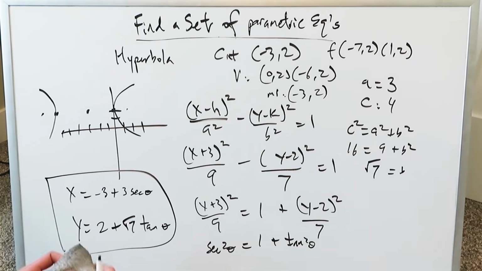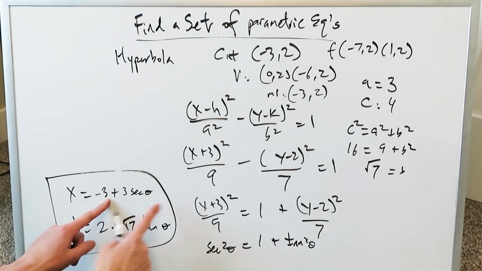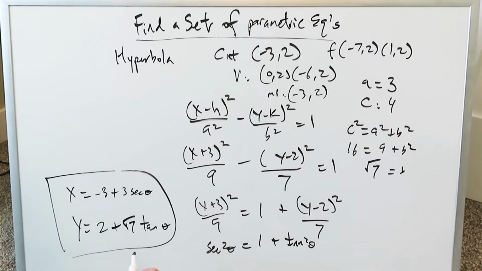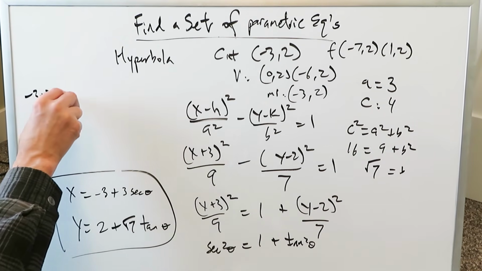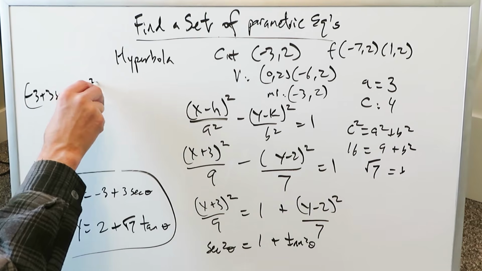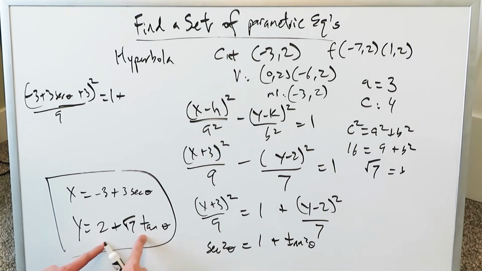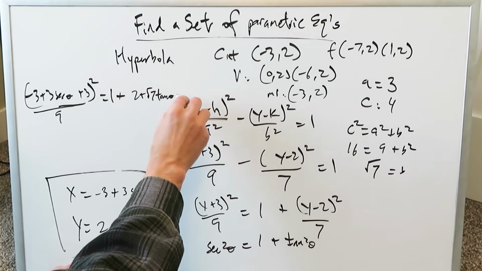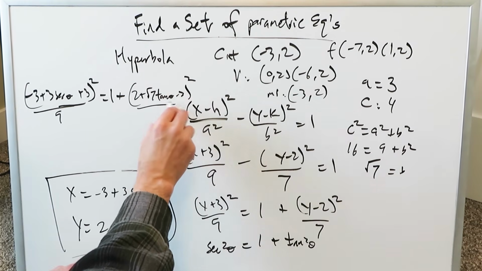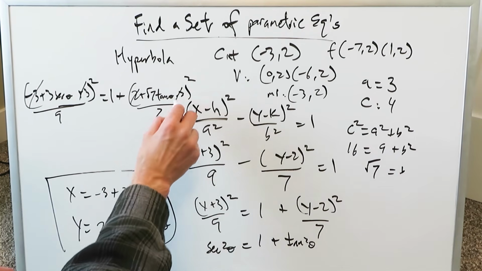But I want to test them out, and I'm going to test them out for you right over here. When I test them out, I have this coming in the numerator and this here in the other numerator in places of x. Here I'm getting minus 3 plus 3 secant theta plus 3 whole square over 9 is equal to 1 plus, I'm going to put this right here in place of that y over here. I'll have 2 plus root 7 tan theta minus 2 whole square over 7. This minus 3 and this 3 will cancel out. This 2 and this minus 2 will cancel out.